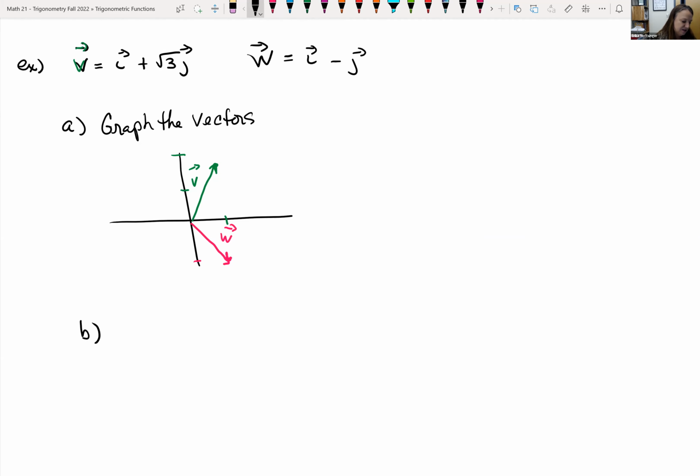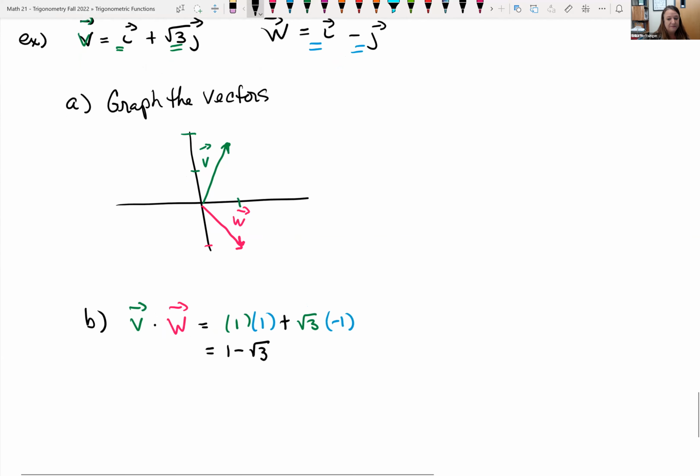So part B, let's look at the dot product of V dot W. This is equal to 1 times the horizontal component of the other vector, 1, plus the vertical components multiplied together, so root 3, times negative 1. So this equals 1 minus root 3. Okay, so notice that we didn't get to 0 there, so it's not orthogonal. Part C wants us to find the angle in between.